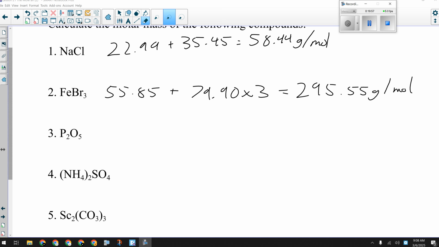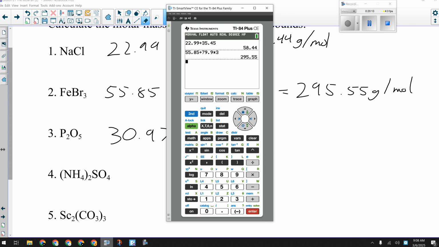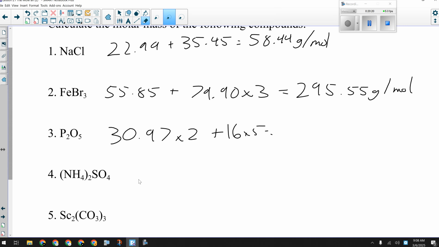For number 3, how many phosphorus do I have? 2. So 30.97 times 2, plus how many oxygens? 5. So 16 times 5. We punch that in, 30.97 times 2 plus 16 times 5. We're looking at 141.94 grams per mole. Anybody want more time on number 4?